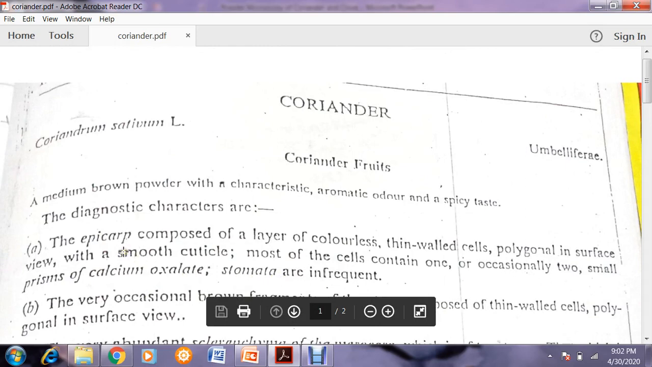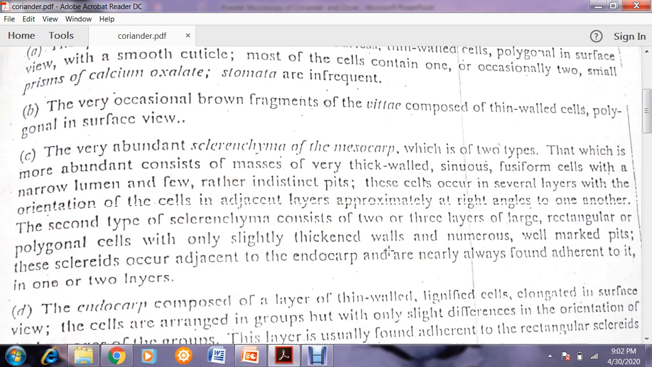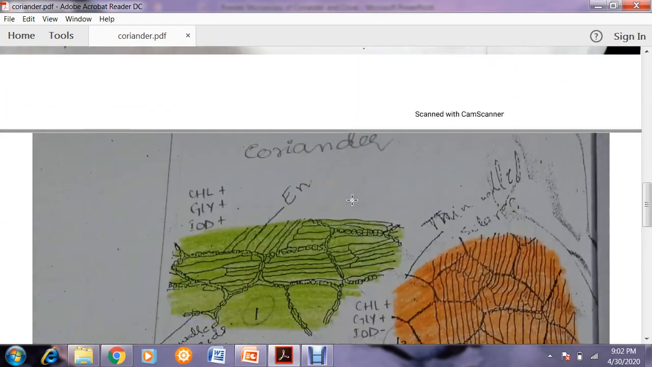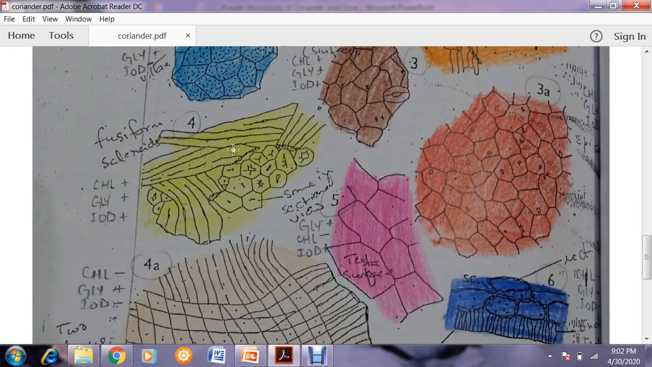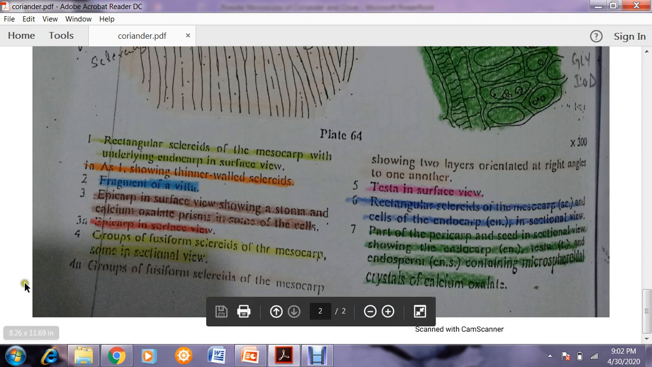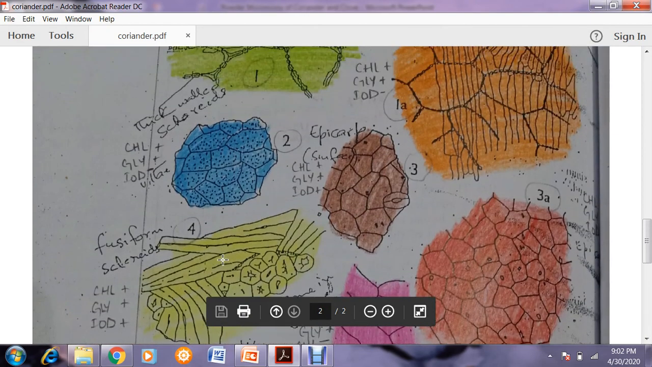So all this we have seen, the vitta, and the two types of sclerenchyma cells of the mesocarp. Now what's remaining? Number 4. What is this? These cells, let's see in detail. The yellow color: a group of fusiform scleroids of the mesocarp, same in the sectional view. So these are the fusiform cells of the mesocarp in the surface view.